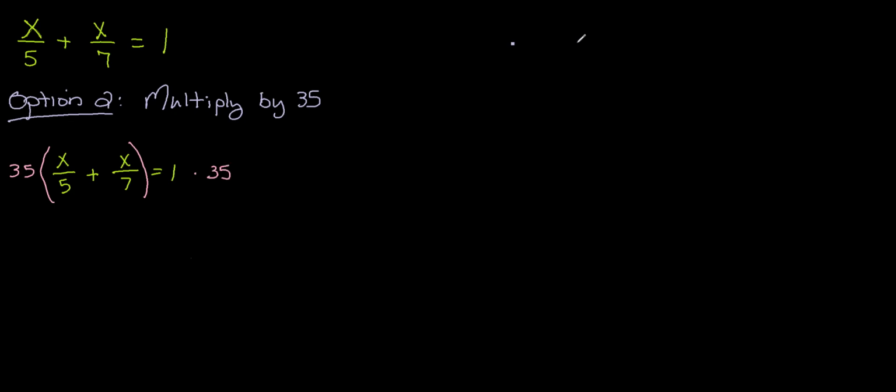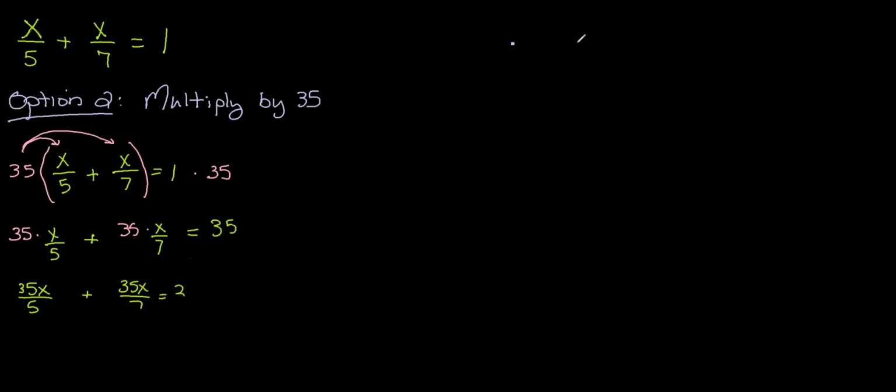All right, now on the left-hand side, I need to distribute 35. So I'm going to write that out in all the gory details. I've got 35 times x over 5 plus, again distributing 35, times x over 7. And then on the right-hand side, I can tidy this up. 1 times 35 is just 35. Now, multiplying my fractions here, I'm going to have 35x over 5. Multiplying here, 35x over 7 equals 35.